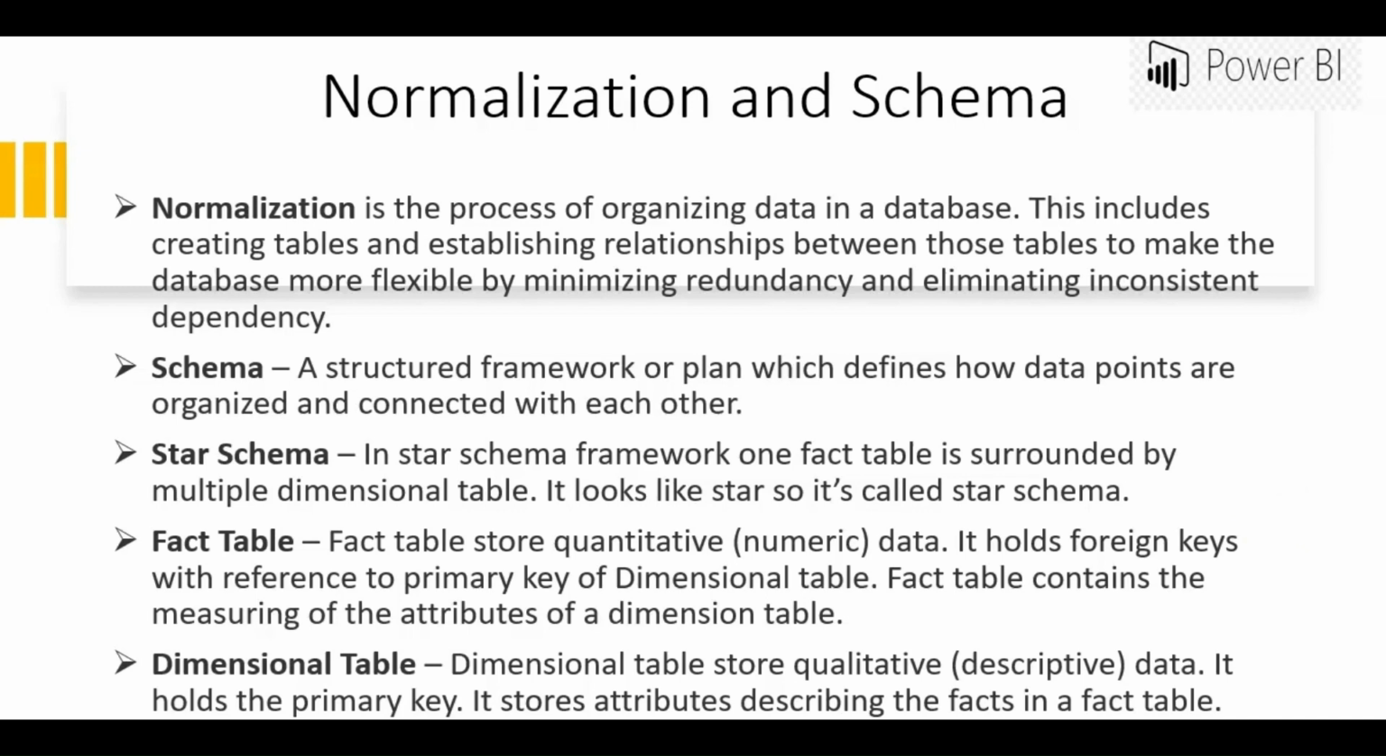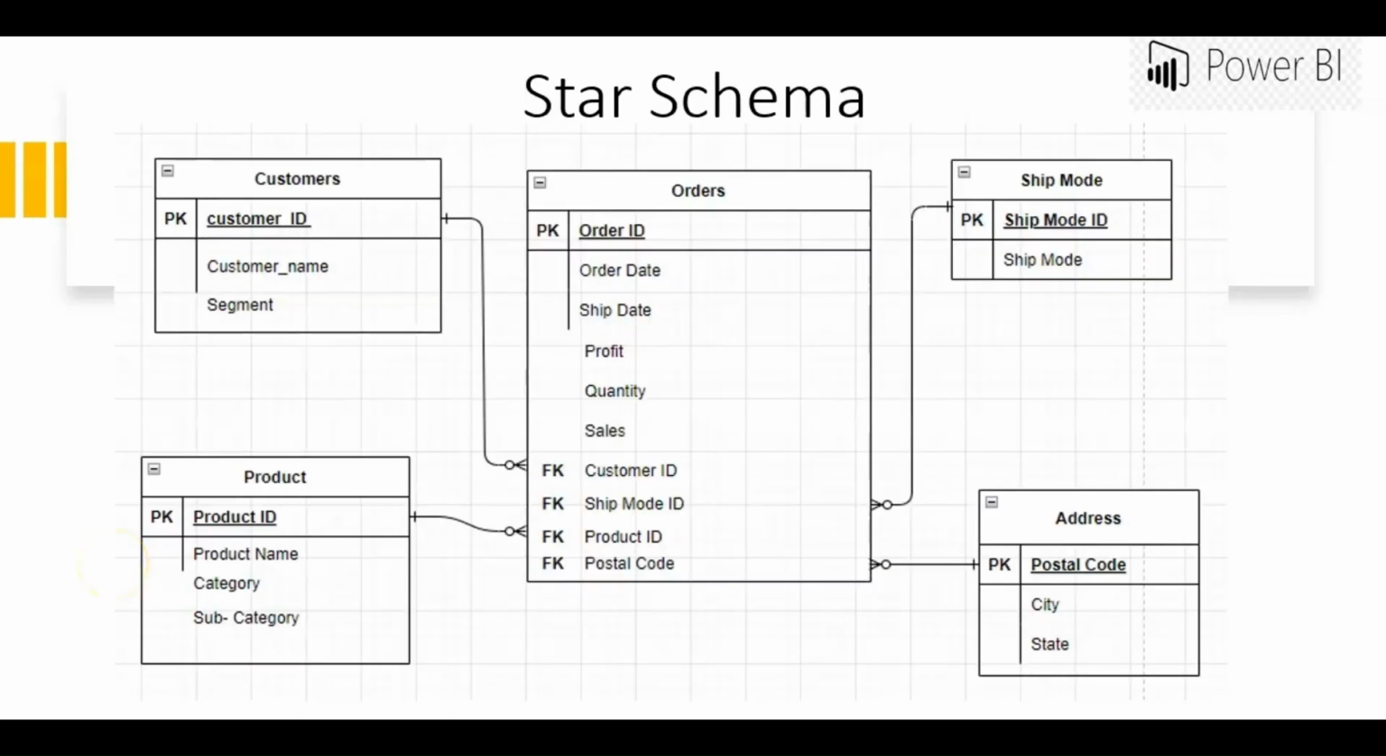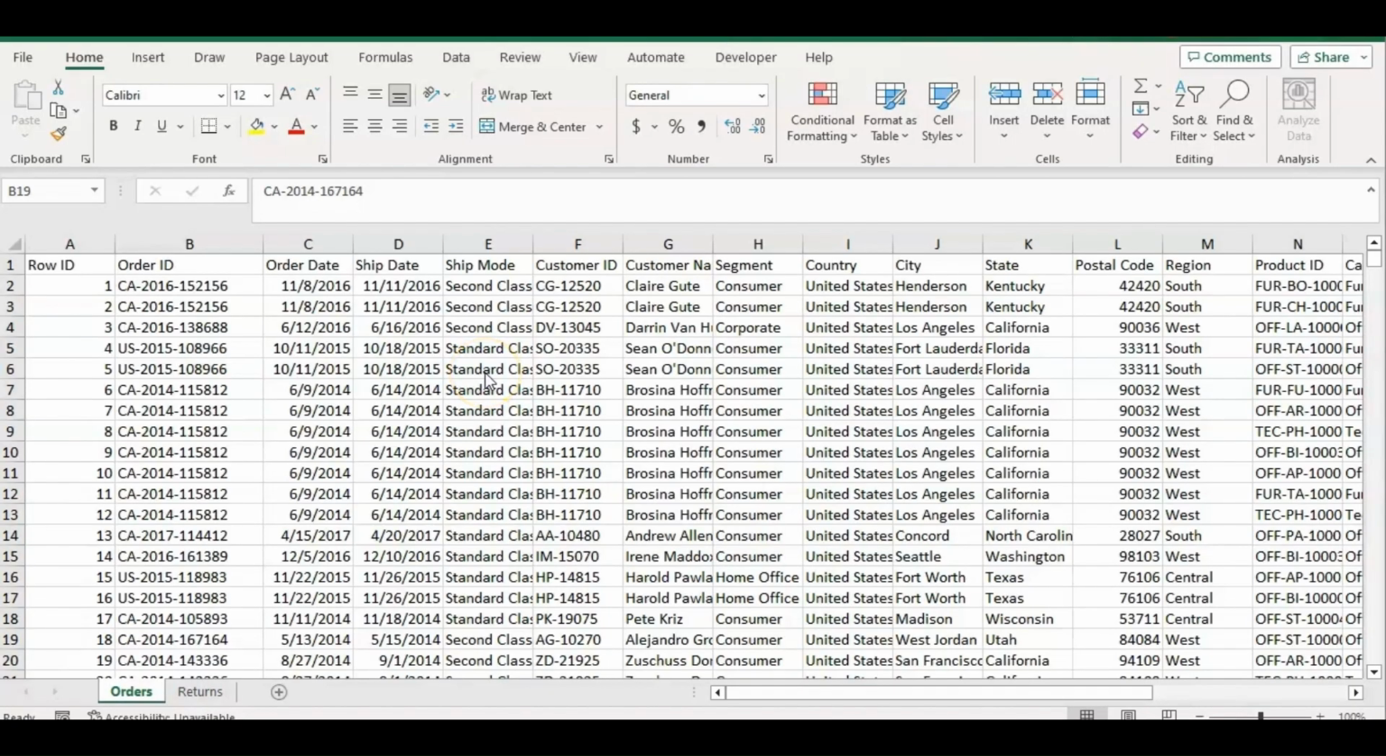data about different dimensions. This is a star schema architecture where the order table is a fact table which is surrounded by multiple dimensional tables: customers, products, ship mode, address. The order table contains numerical data: order date, ship date, profit, quantity, sales, etc. And it also contains the foreign keys with reference to the primary keys of dimensional tables, customer, product, ship mode, and address.